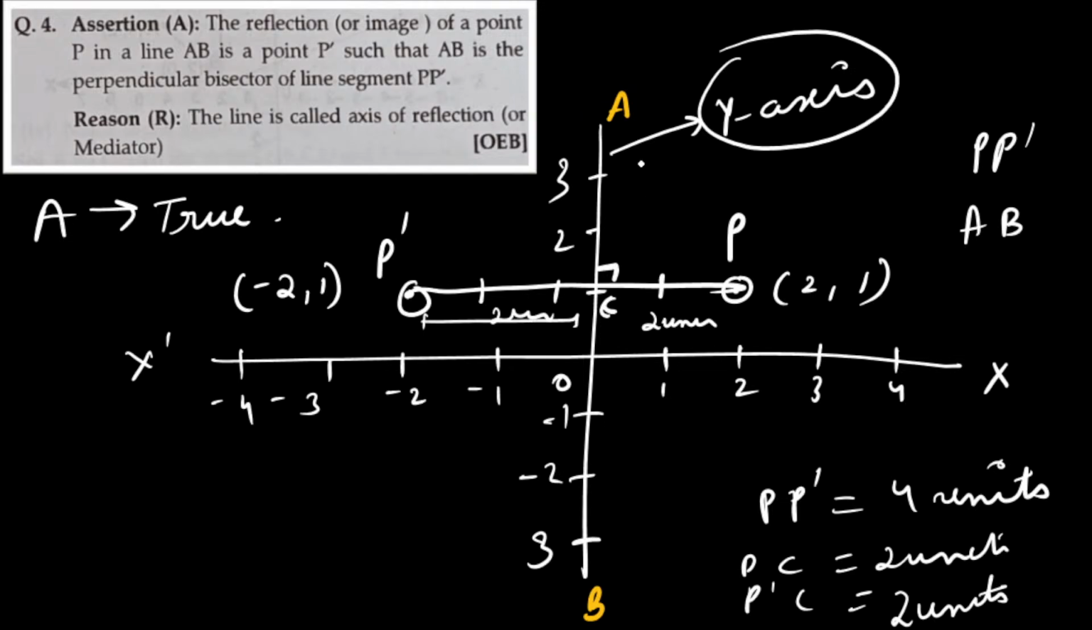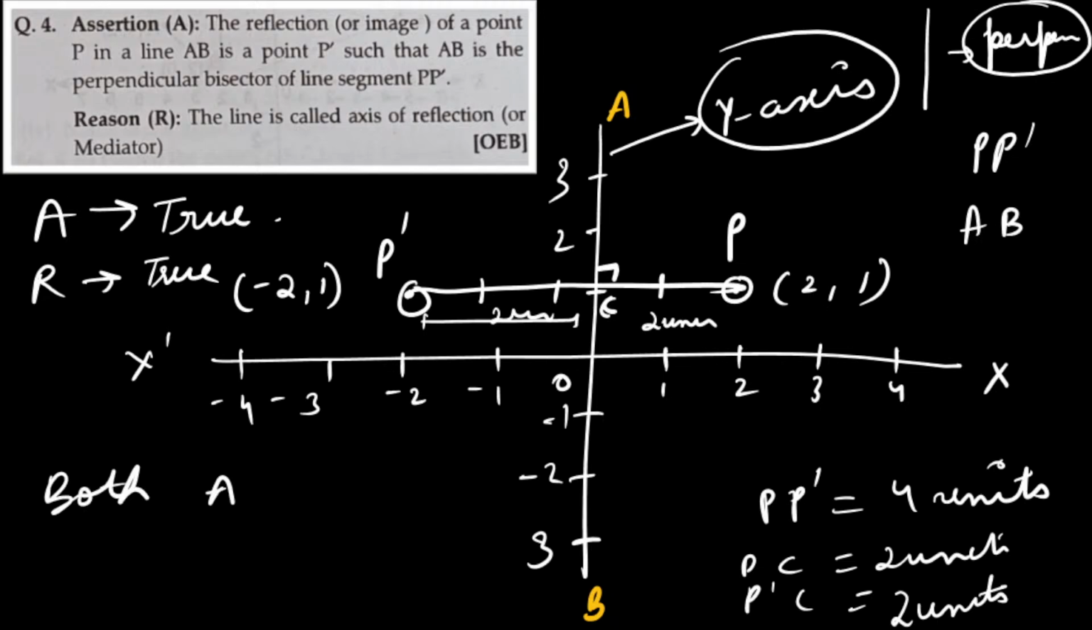So line AB, because it's the y-axis, moreover always vertical straight lines means perpendicular lines only. Whenever we are drawing vertical lines, we are drawing perpendicular lines only. So what about R now? The line is called axis of reflection. So this is also true only. The line through which reflection is happening is called the axis of reflection. So R is also true. Here both A and R are true. So option C.